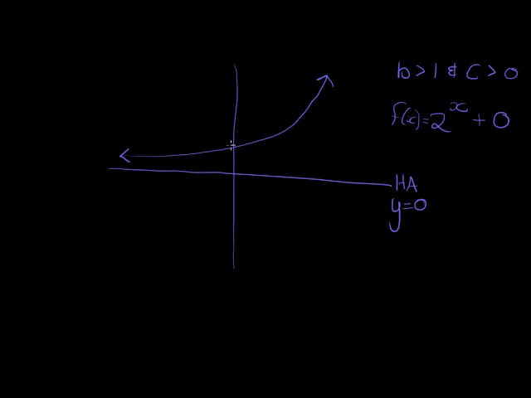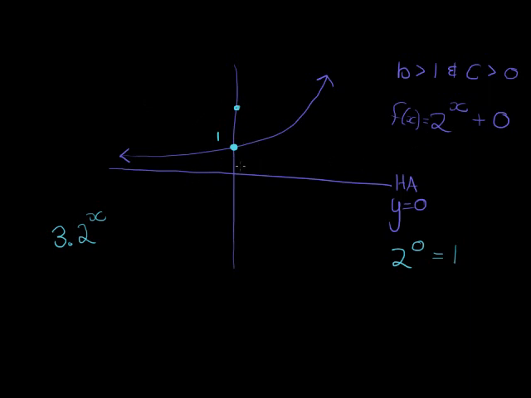Now what about that point? The y-intercept is when x is equal to 0, so it's quite easy to calculate. 2 to the power of 0 is equal to 1, so that is at 1. Obviously, when c comes in front, let's look at something like 3 times 2 to the power of x. Now if x is 0, it would be 3 times 1, so it would be 3. So c also determines the magnitude, like how big this thing is.